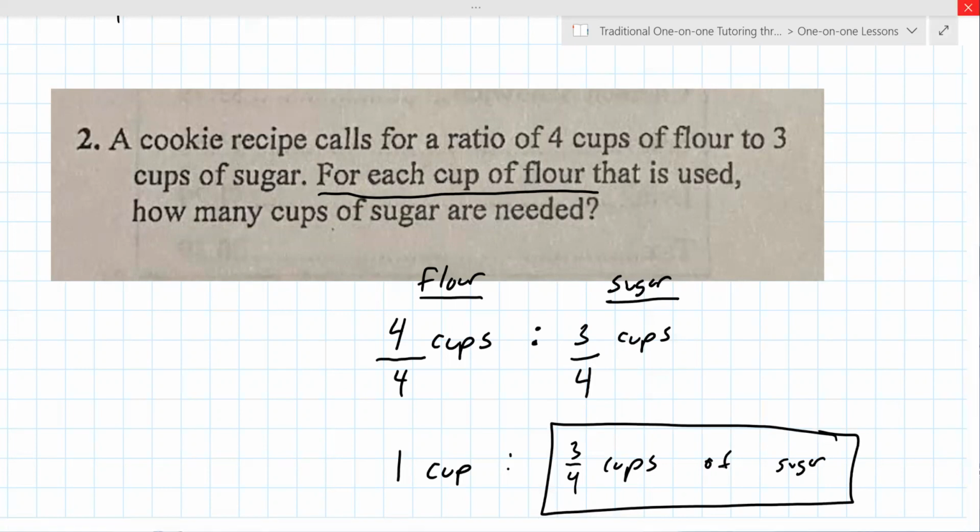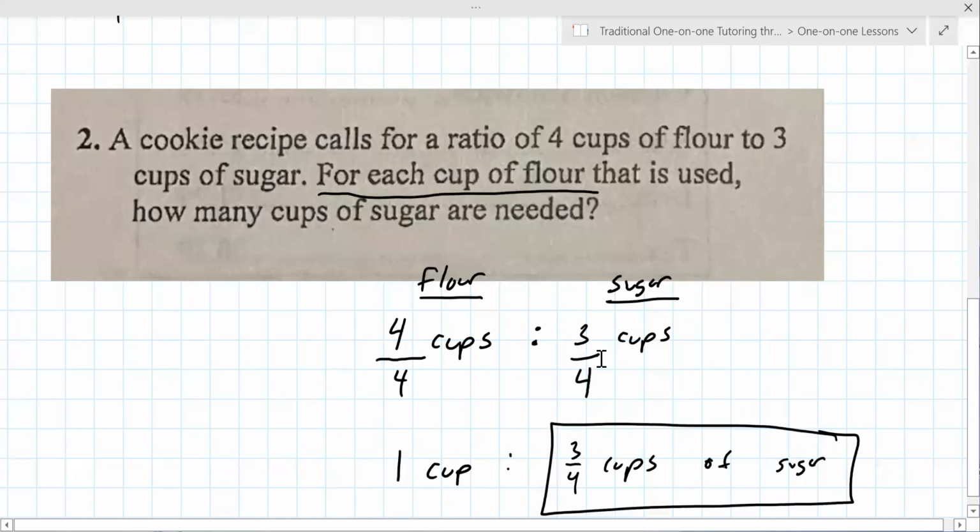Wait, what? That doesn't make sense. Well, for 1 cup of flour, we start out by saying 4 cups is to 3 cups. But if we want to get to 1 cup of flour, you divide by 4. So you divide the sugar by 4. Oh wait, yeah.